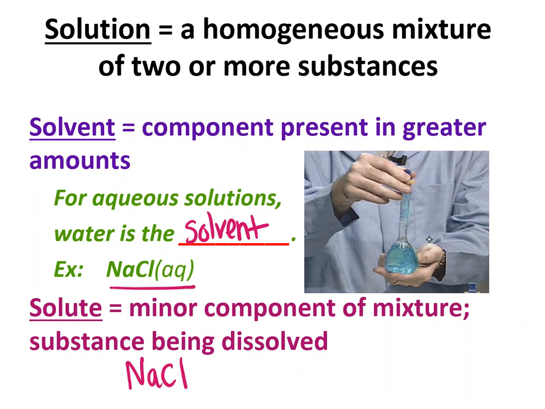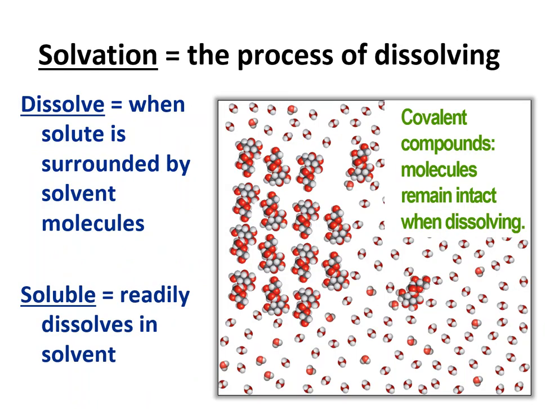One thing to notice is that when you have a solution, it's clear. You can see through it. It may have a color, but it's clear, it's not cloudy. Solvation is the process of this happening, of something dissolving.